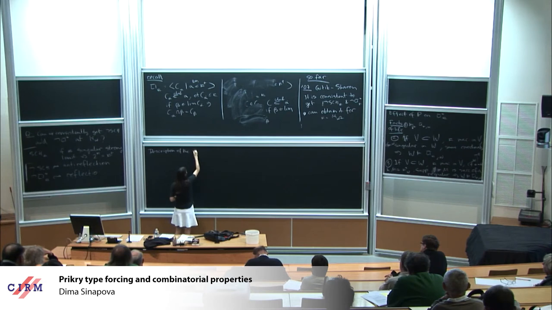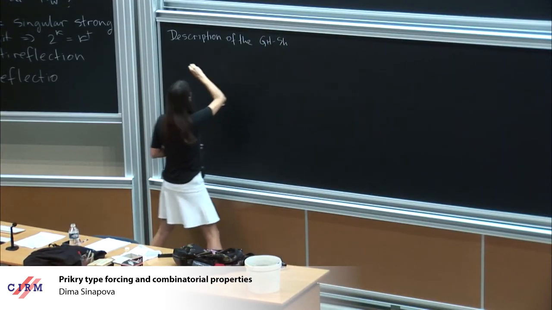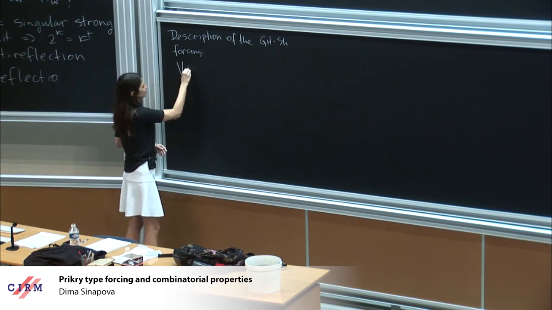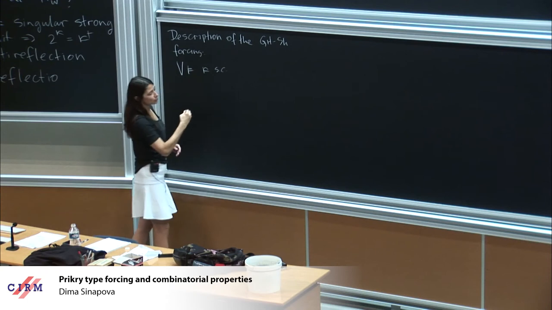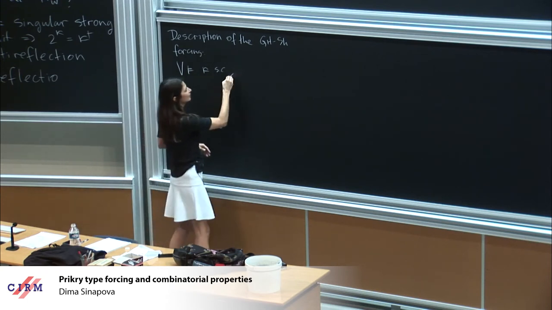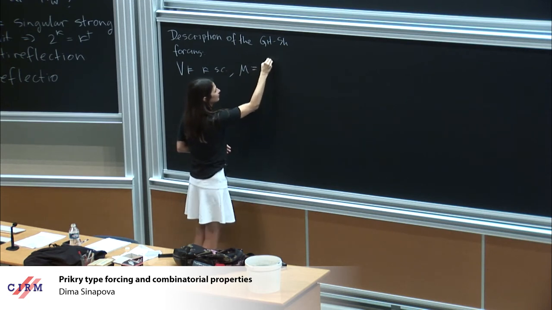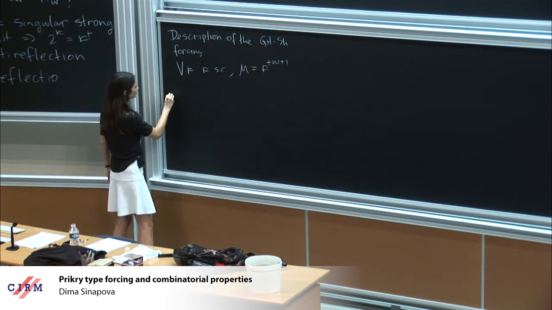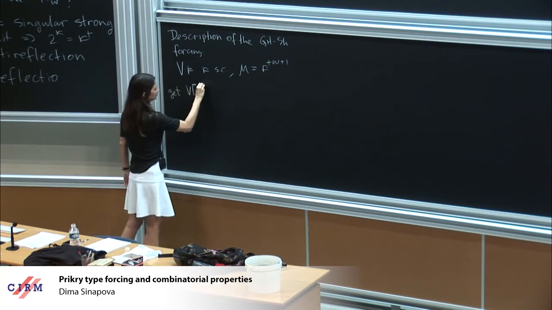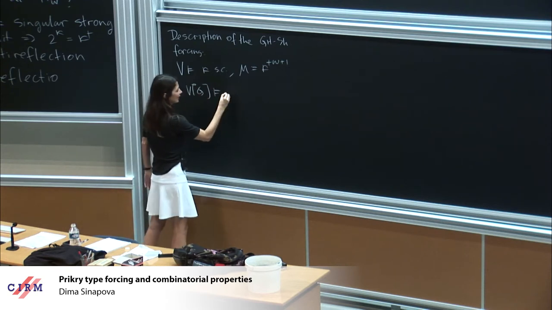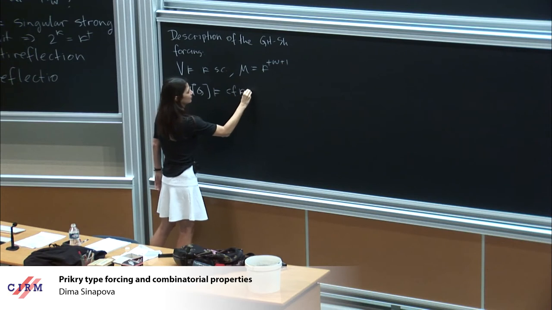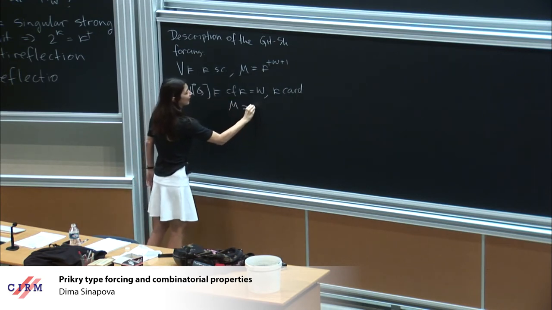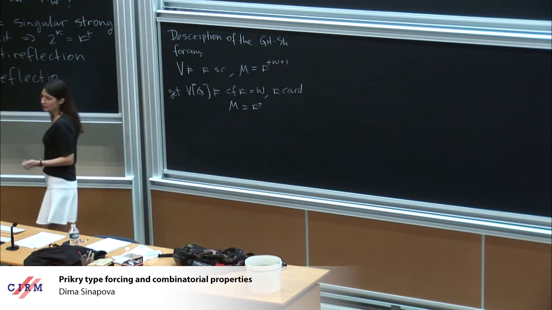So what happens in the Gitik-Sharon model, Sharon Prikry forcing? They start with kappa supercompact, so SC always means supercompact, and let mu be kappa plus omega plus one, so successor of a singular. And get a forcing extension where kappa is a singular cardinal of cofinality omega, so kappa cardinal. And the new successor of kappa used to be the old kappa plus omega plus one.